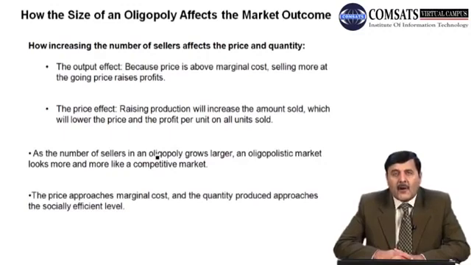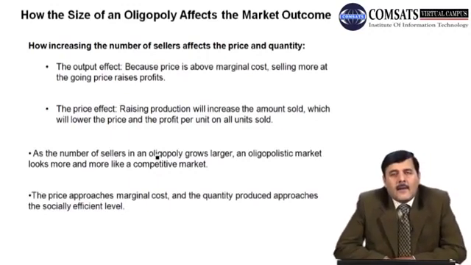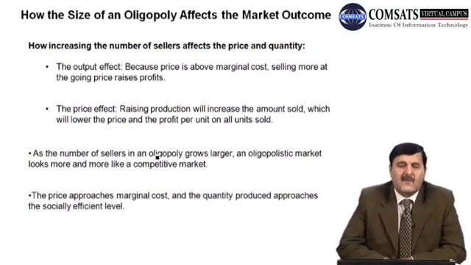So as the number of sellers in oligopoly grows larger, an oligopolistic market looks more and more like a competitive market. तो जैसा कि हमने कहा कि अगर this process continues और number of sellers बढ़ते जाते हैं, size जो है oligopoly market का बढ़ता जाता है, so in the end this would look like a competitive market where we see that price is equal to marginal cost and price is equal to marginal revenue as well as average revenue. So price approaches marginal cost and the quantity produced approaches the socially efficient point, the efficient level.